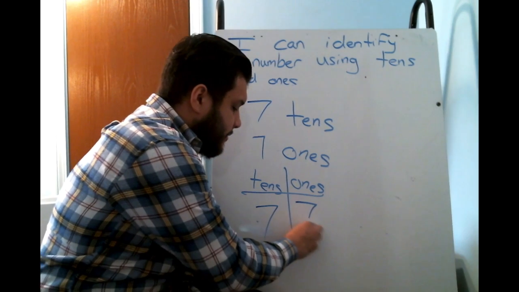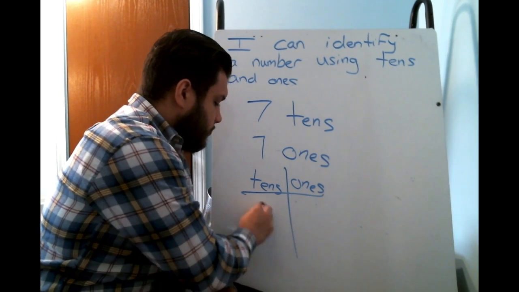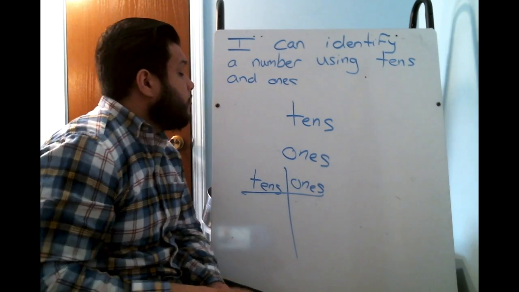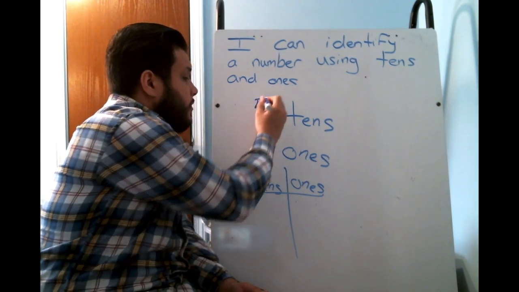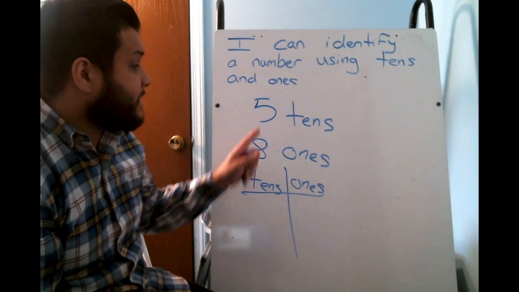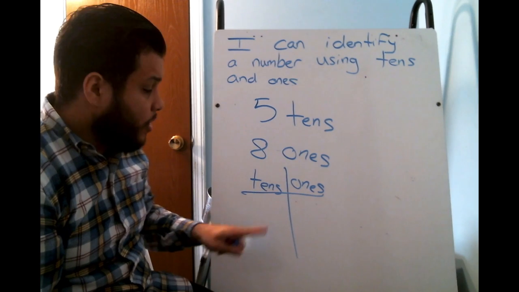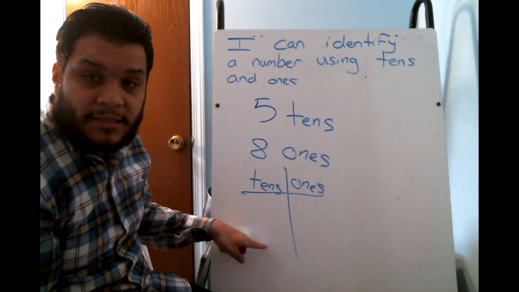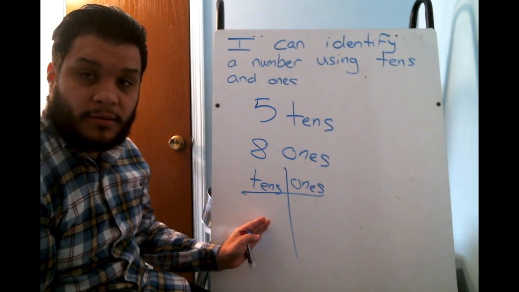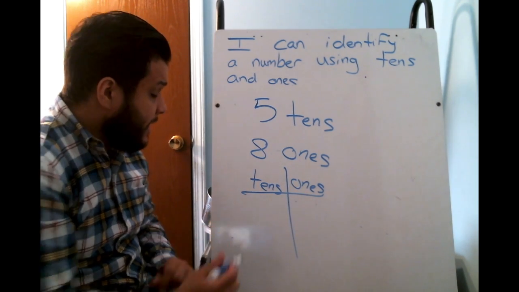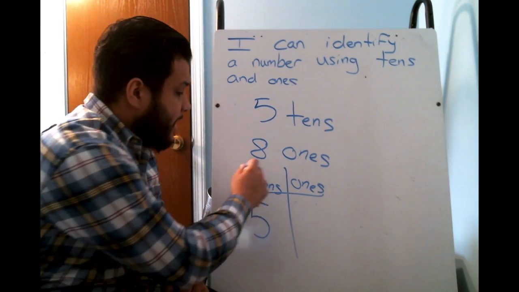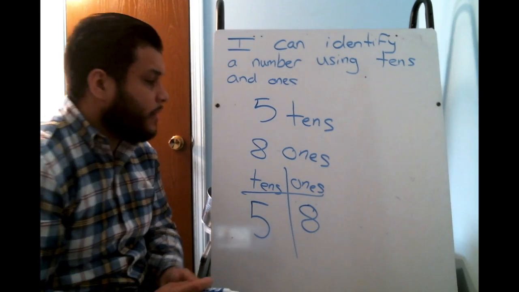Let's swap it out again. Let's do the number 5 and the number 8. It says that I have 5 tens. Which place is my tens place? First position or one to the left? Yes, one to the left. So I'll put my 5 there, and then I'll put my 8 in my ones place.